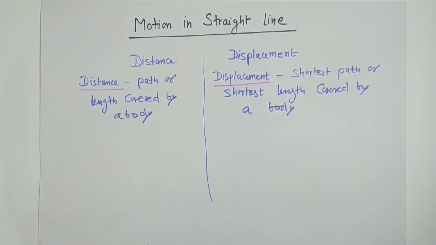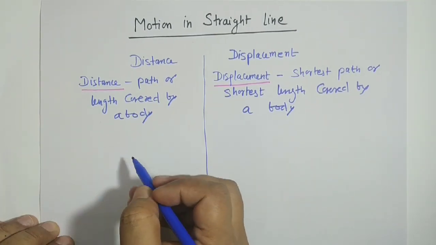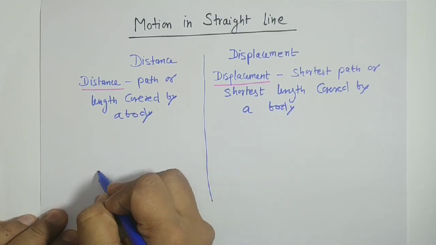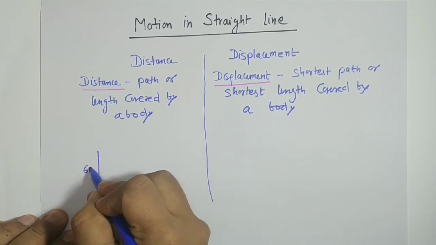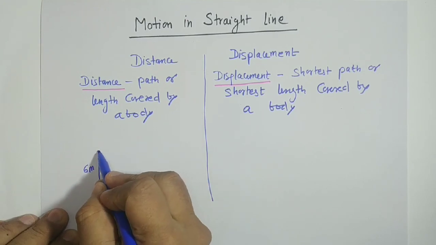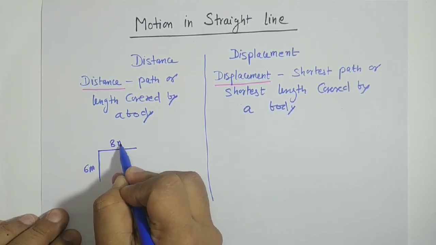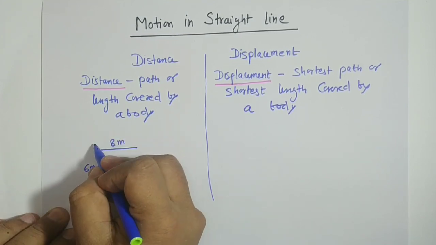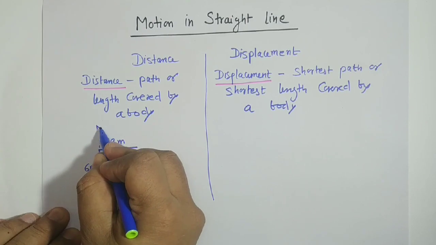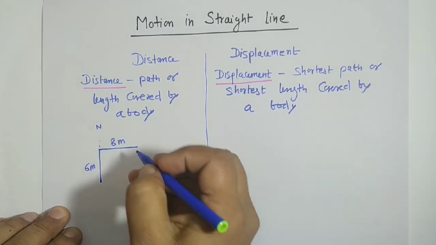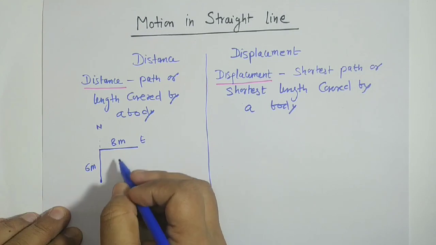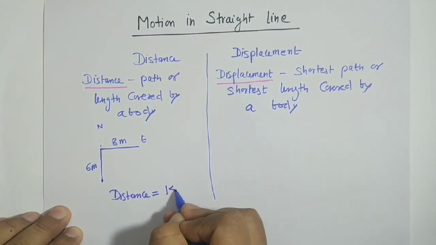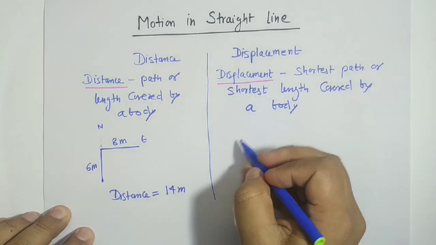Now there is an example. Say you move 6 meter towards north and then 8 meter towards east. Are you getting it? So what is the distance? Now you know that distance is 14 meter.